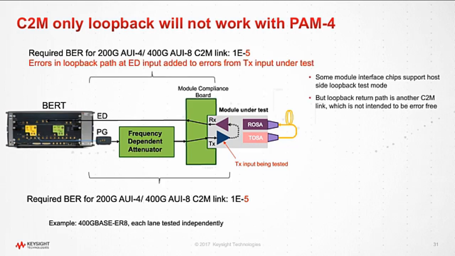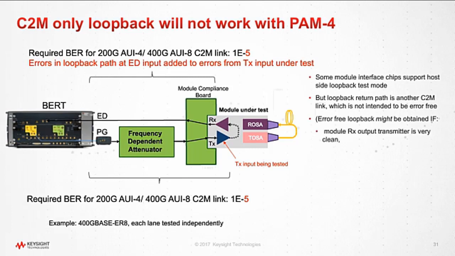The problem is, even with this host-side loopback, remember that the chip-to-module link is only specified to work to 1e-5. Quite often we see something better than that, numbers in the 1e-7, 1e-8 range on the high end of what they run, and a big artifact in that is a connector. So this technique might work, but you have some caveats that have to be in place.